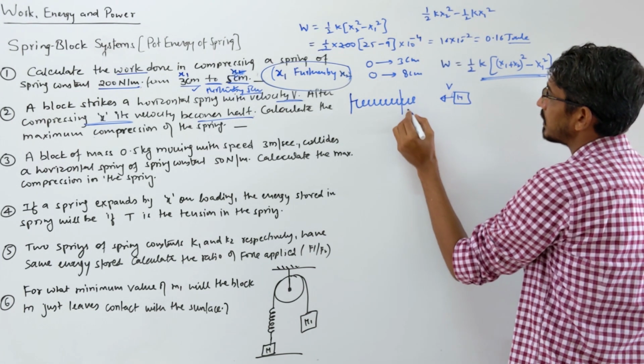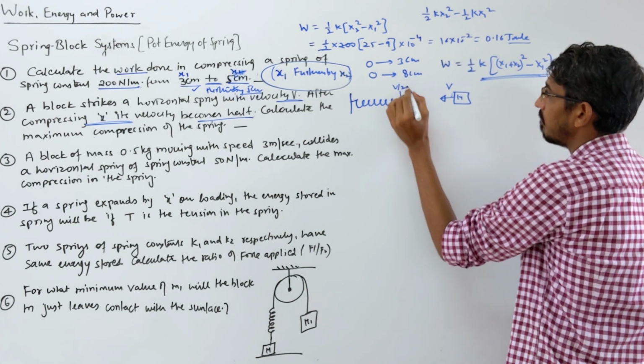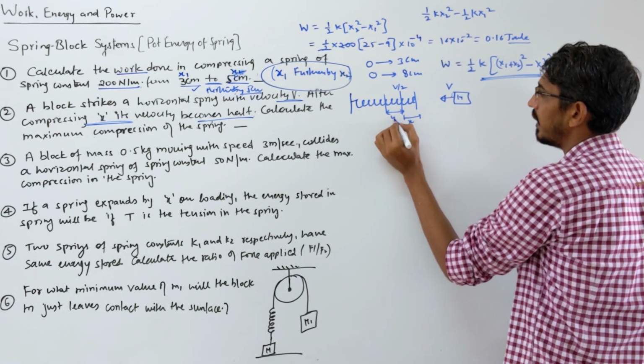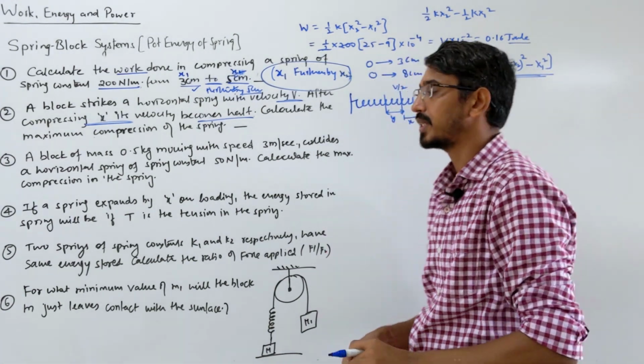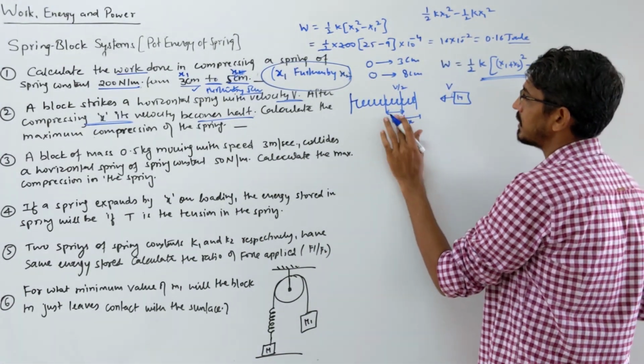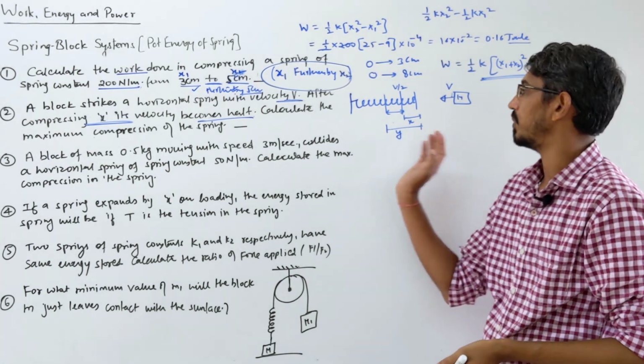They said when it compressed by some amount x, at that point the velocity is v by 2. So it compresses some further amount y, right? It will compress some more amount. So how much is that? They are asking what is the total compression, from here to here. They are asking the total, maximum compression.